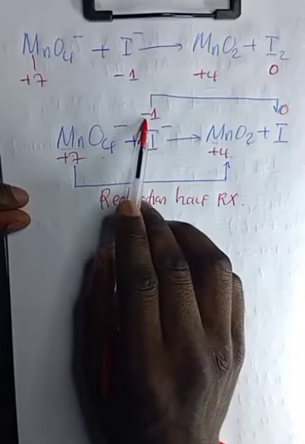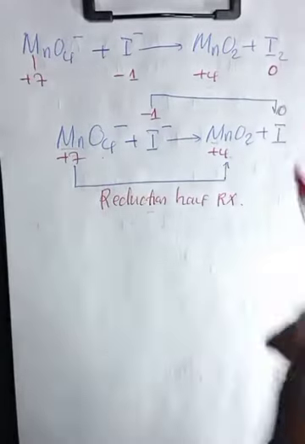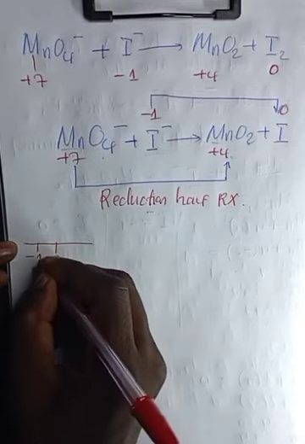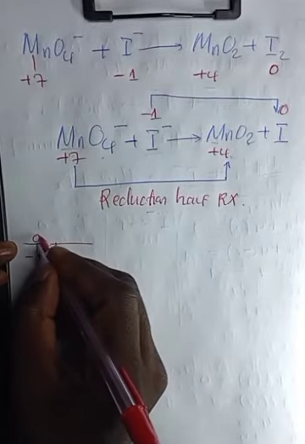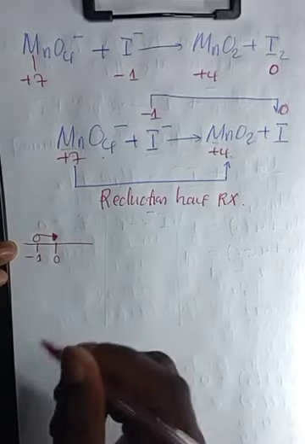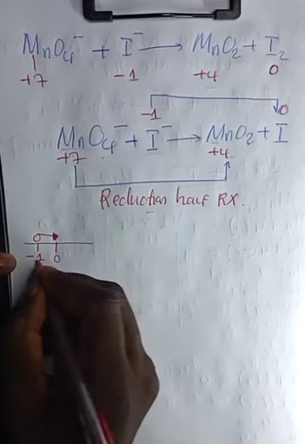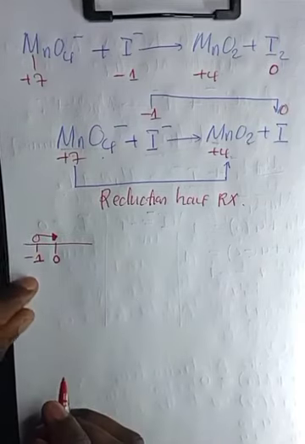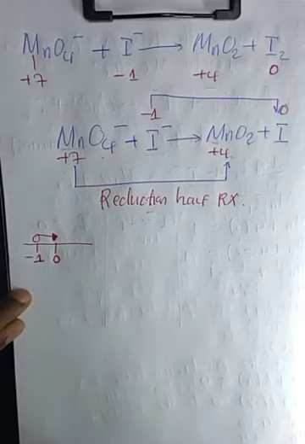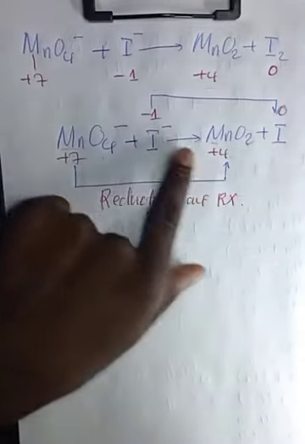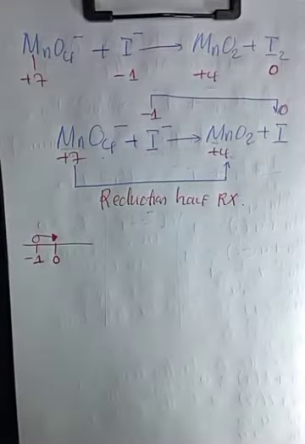Again, we come here. Iodine was -1 initially, it has gone to 0. So even if we were to draw a number line here, for example, this is 0. If you are here at -1, then we have moved from -1 to 0. Is there an improvement or what? Someone was at -1, then has gone to 0. Is there an increase or decrease? Are we increasing in our values or are we decreasing in this case? So from -1 to 0, is there an increase or decrease in oxidation number for this one?